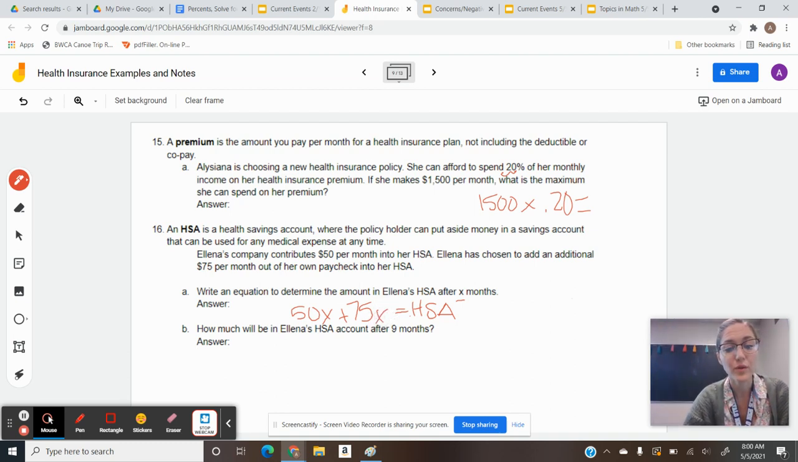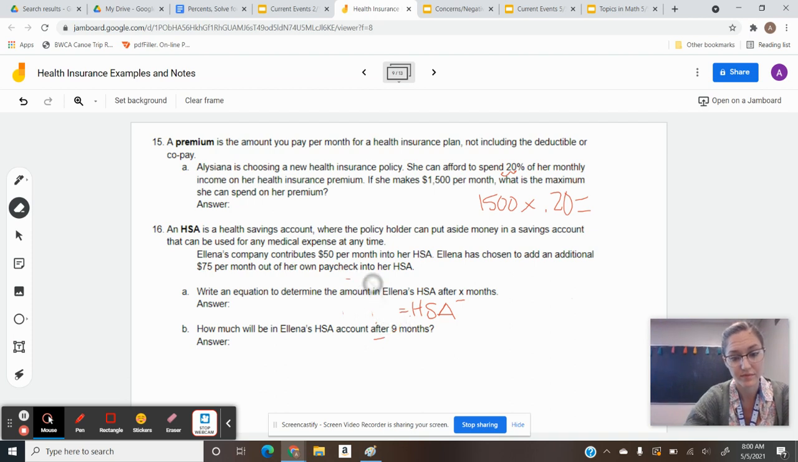Okay, so we have this equation, but I see something that we can do to make this equation a little more simple. We have two like terms right here. Let's go ahead and add those like terms together. And we have 125. 125x equals her HSA. Okay.